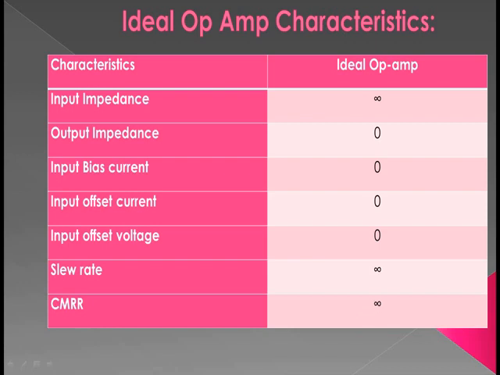CMRR is infinite, meaning the capacity of the op-amp to reject noise is very high.